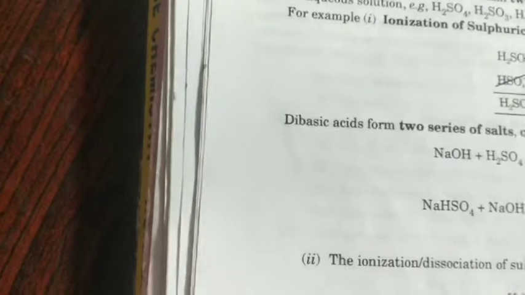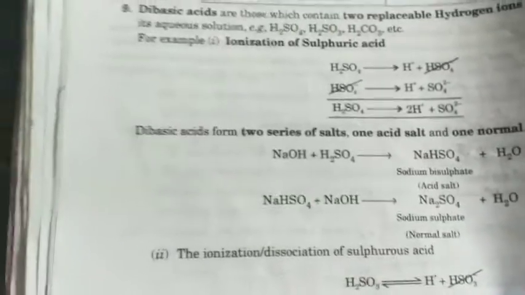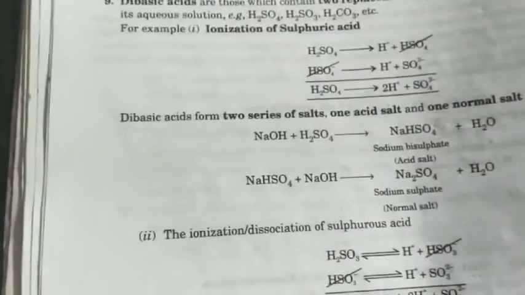The ionization, dissociation of sulfurous acid, H2SO3, is shown here. H plus and bisulfite HSO3 minus; again HSO3 minus decomposes into H plus and sulfite ion. The total number of hydrogen ions is 2 H plus, that is 2, so it is known as a dibasic acid.